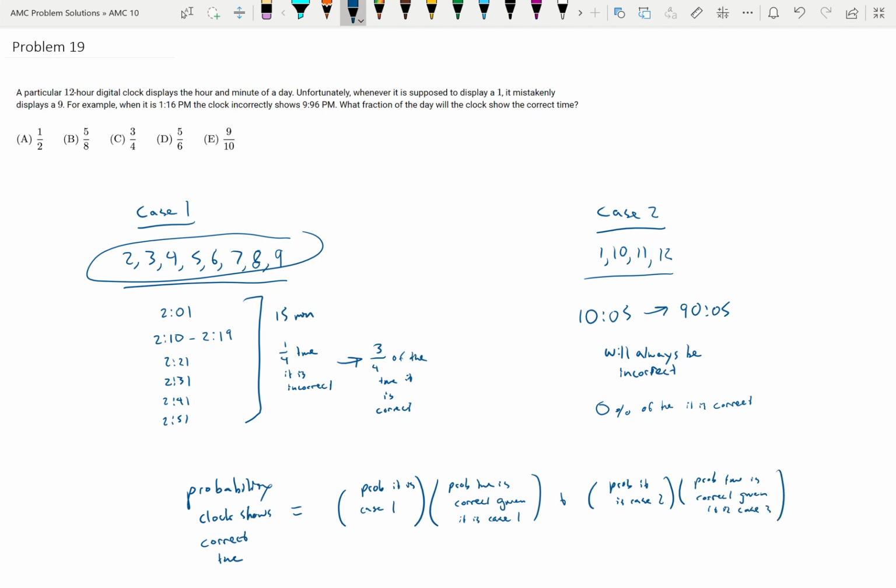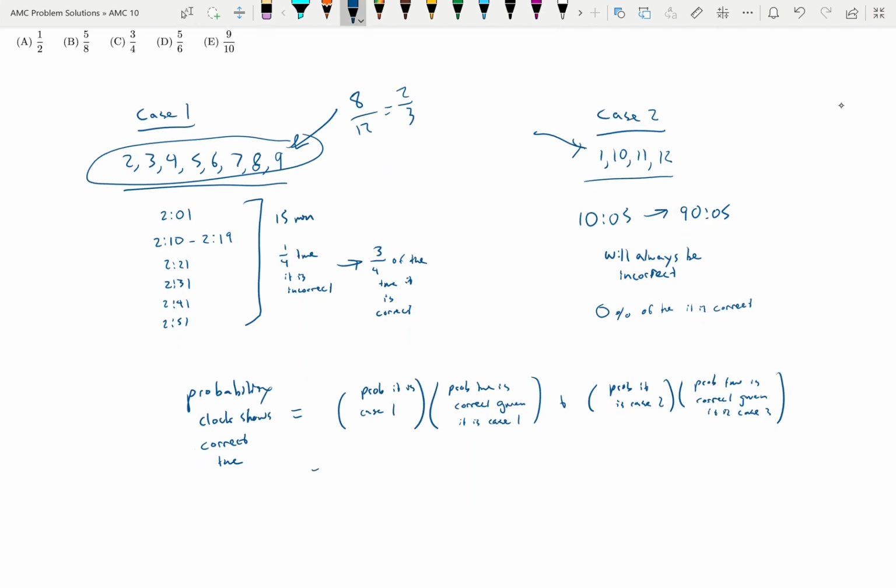Okay, so the probability it's going to be case 1, since there are 8 numbers here and 4 numbers here, there's an 8/12 probability that the hour hand is going to be one of these numbers. So 8/12 is the same as 2/3. So the probability it is case 1 is 2/3, and then the probability it is case 2 is 4/12, which is 1/3. So the probability the time is correct given it's case 1, we found that's 3/4. And the probability it is correct given it's case 2, that's 0.